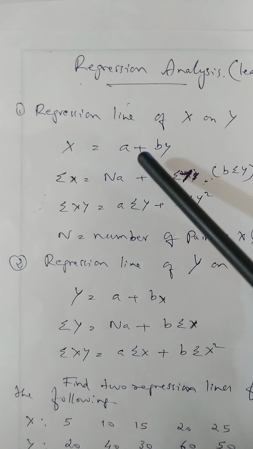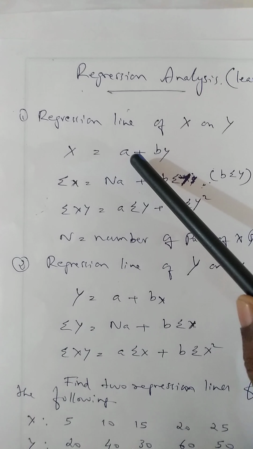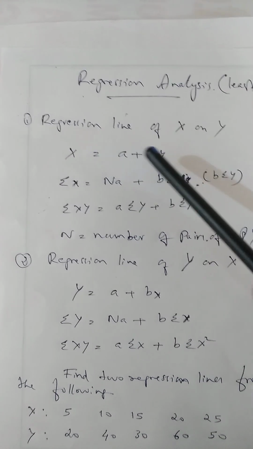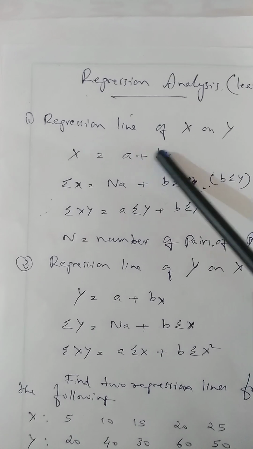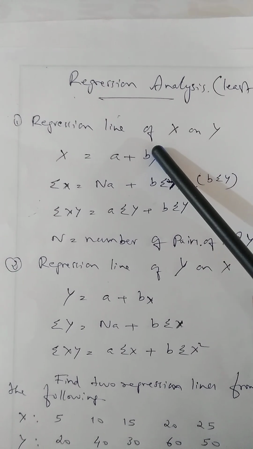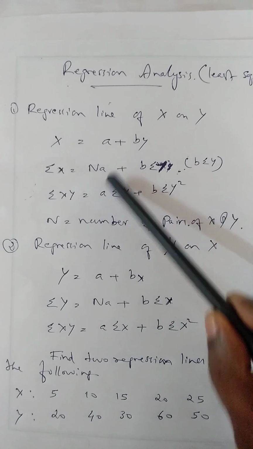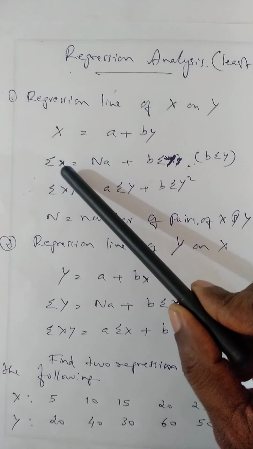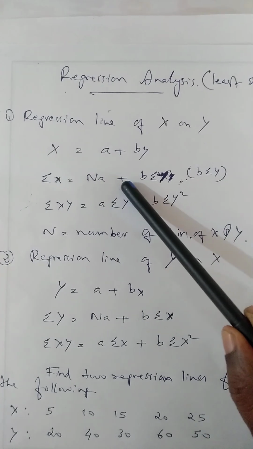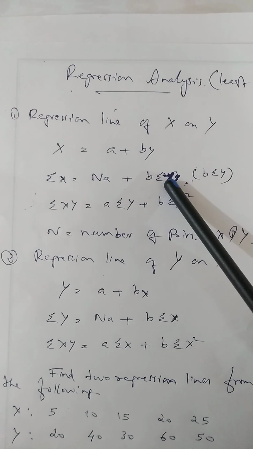But in this formula, there are two more variables, a and b. You can solve this formula only if you know the value of a and b also. To find the value of a and b, you have to use two more formulas. These are sigma x is equal to na plus b sigma y.